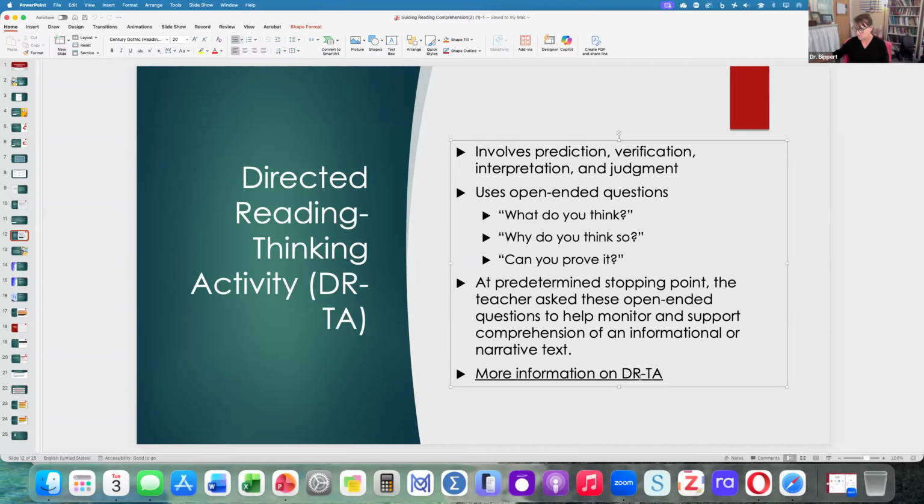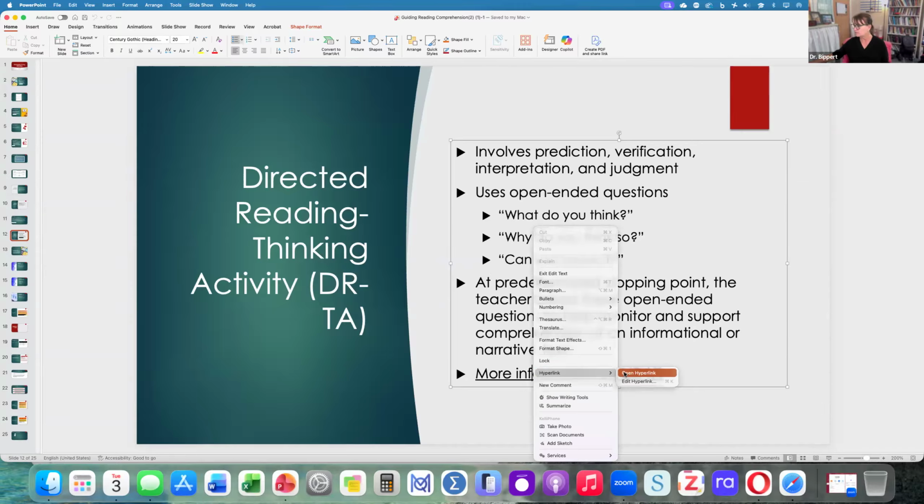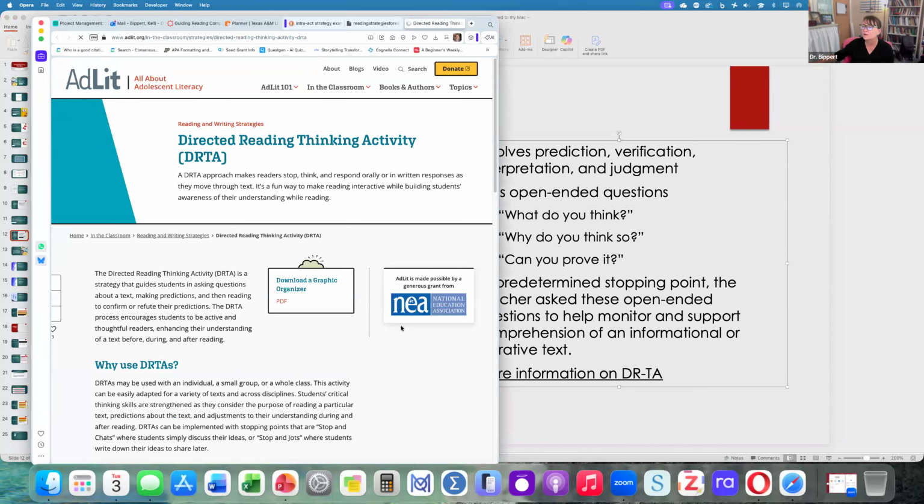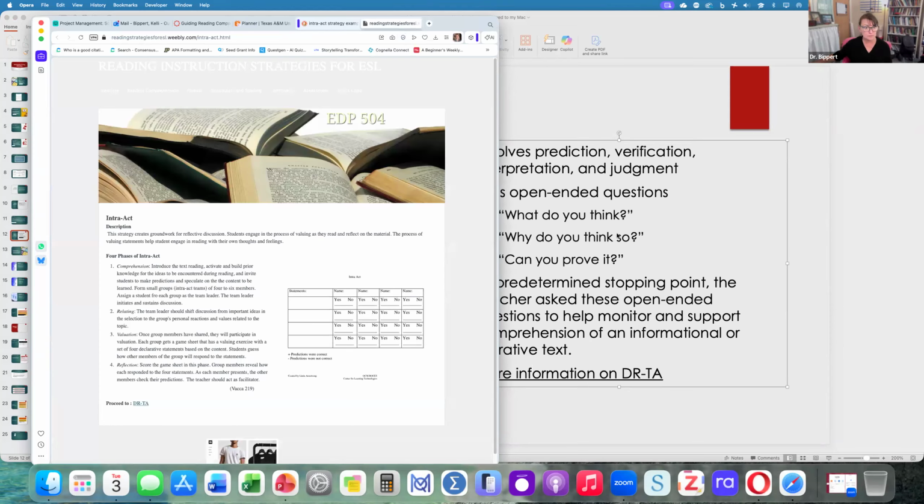I'm hoping that, let's find out. My link works. We're going to find out. So you can read more about it. Drum roll. And it works. So you want to read more about DRTAs? I've got more information here. You have your textbook as well.